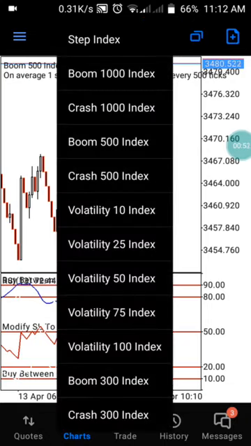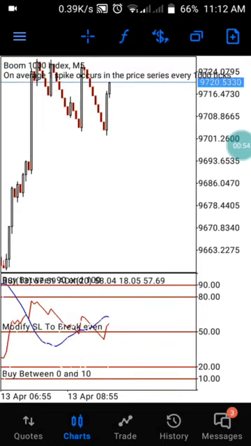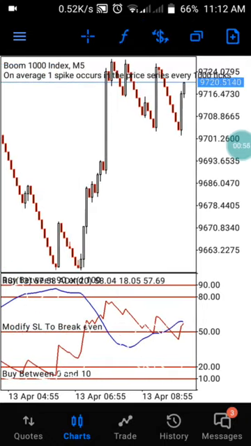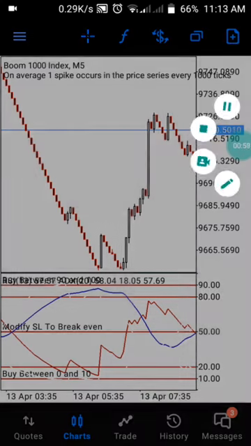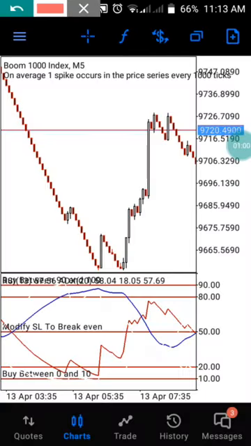Let me show you Boom 1000. You see, we have two indicators here. The first is our RSI, which is the red line here, and we also have the average directional movement index, which is the blue line. Anytime the blue line crosses above the 80 to 90 level, and the red line crosses below the 20 to 10 level, that is the right time for you to enter the market.